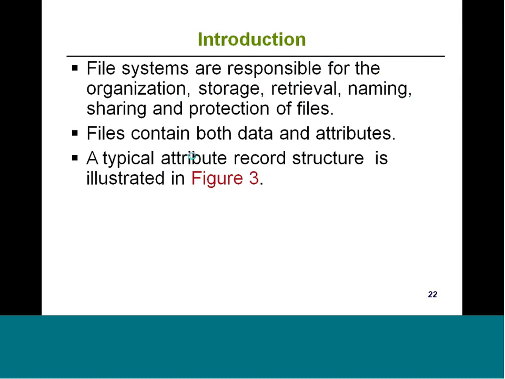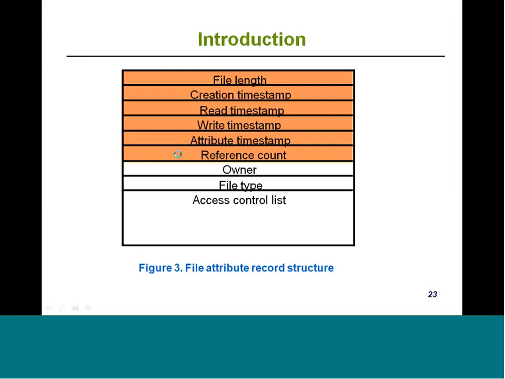So let's look at some of the attributes of the record structure here. The things that you want to store are the file length, then the creation timestamp, then the last read timestamp, and then when it was updated with some data, which is the write timestamp, and then any other attributes you can provide, and the attributes timestamp is also provided, and finally a reference count is given.